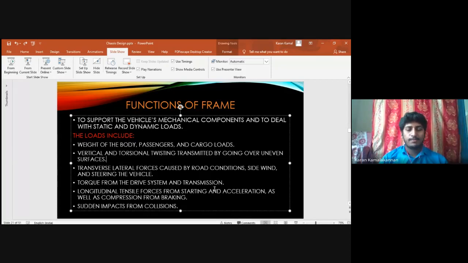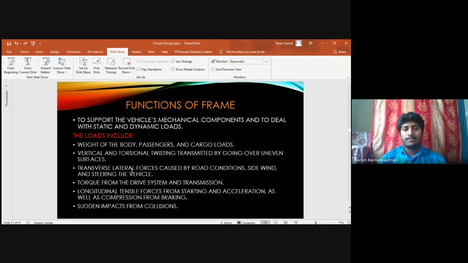And torque from the drive system and transmission. As I discussed earlier, longitudinal tensile force from starting and acceleration, as well as compression from braking. And sudden impact from collisions. Okay, these are the functions of frames.